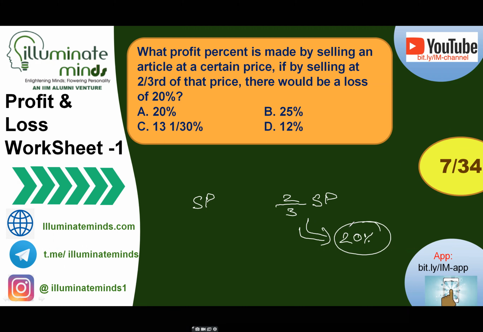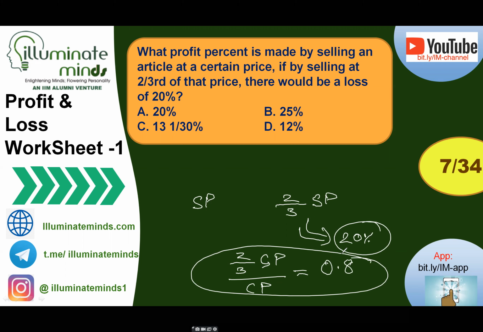So what will be the profit made? What does that mean? That means 2/3 of SP by cost price is equal to 0.8. Where did this 0.8 come from? A 20% loss means the ratio of these two will come to 0.8. So SP by CP will become equal to how much? 0.8. All this is from percentages.